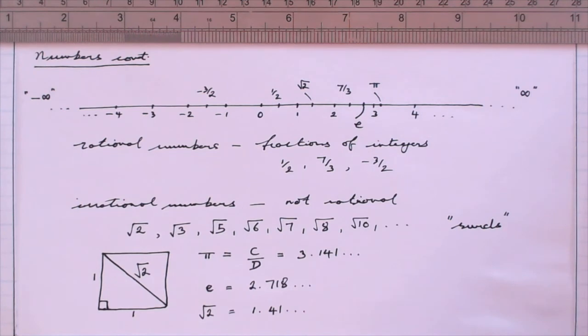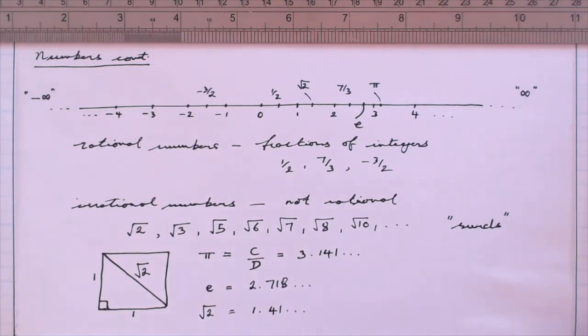So we see that there are all these numbers, all these square roots, pi, e, and infinitely many other numbers which cannot be represented as fractions of integers. These are the irrational numbers, but they are very easily represented on our number line.